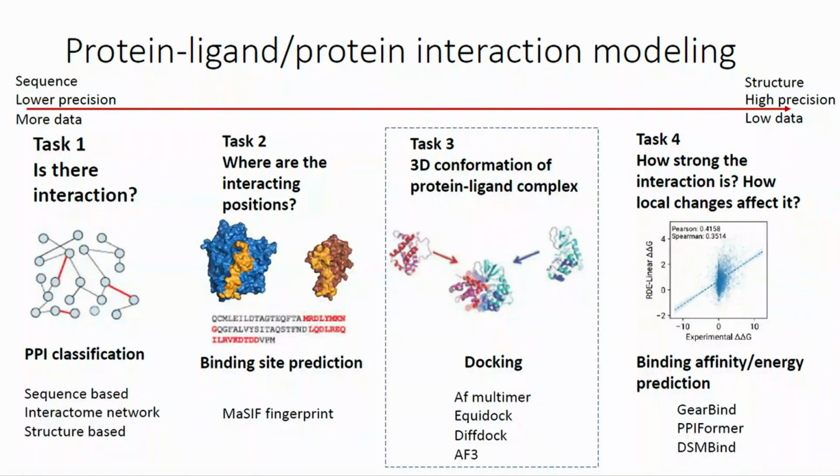All right, so the next step is to not just predict where potentially they bind, but precisely how they bind. And by saying how they bind, I mean the 3D conformation of the bound structure of two monomers.